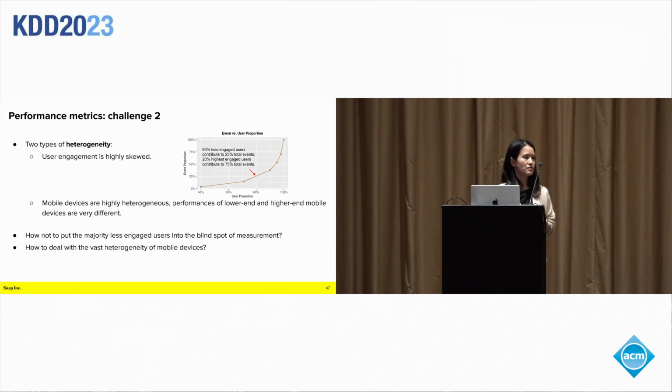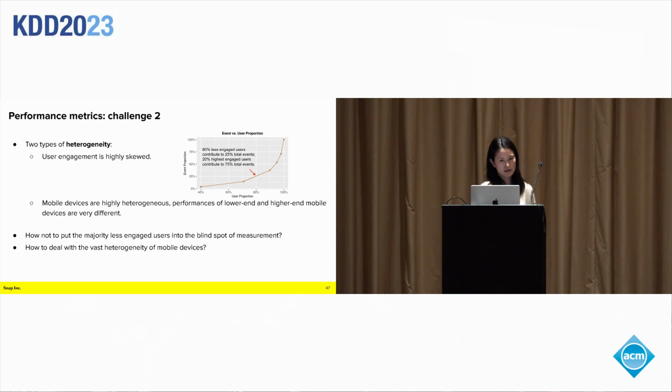And the second challenge of performance metrics is that there are two major types of heterogeneity. The first one is that user engagement is highly skewed. Taking this example, the 80% less engaged users contribute about 25% of total events in the performance metric, and the 20% highest engaged users contribute 75% of the events.